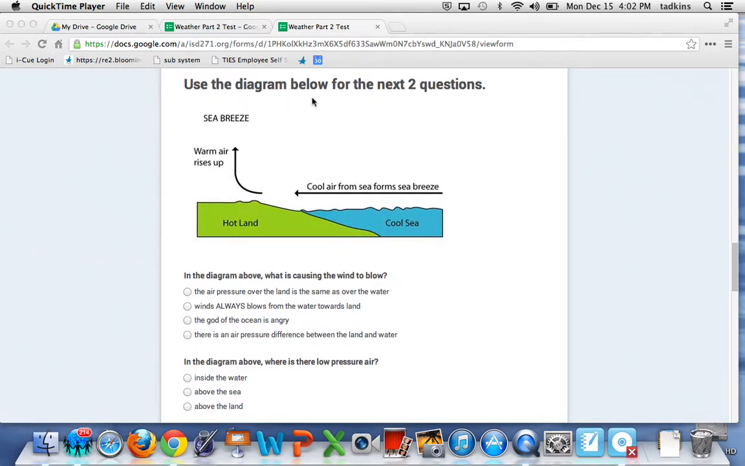Use the diagram below for the next 2 questions. Sea breeze. Warm air rises up. Hot land. Cool sea. Cool air from sea forms a sea breeze.